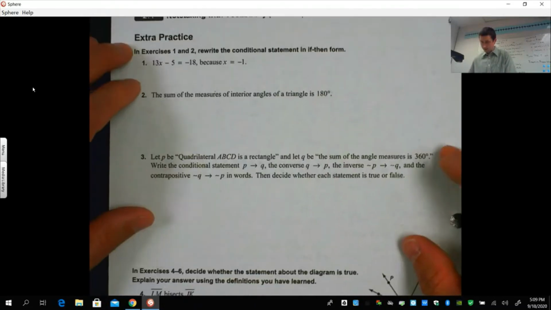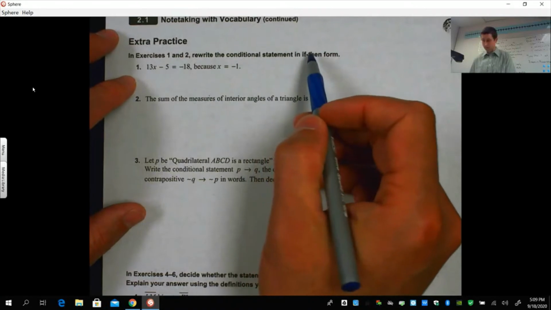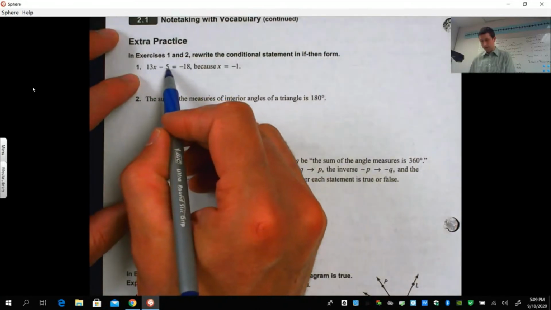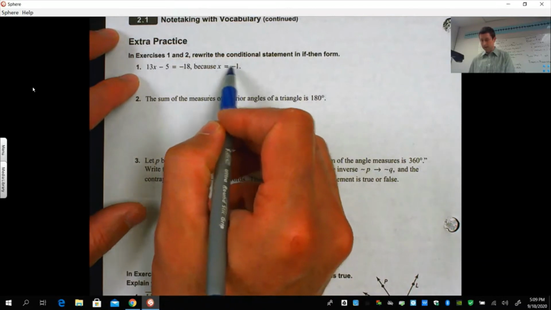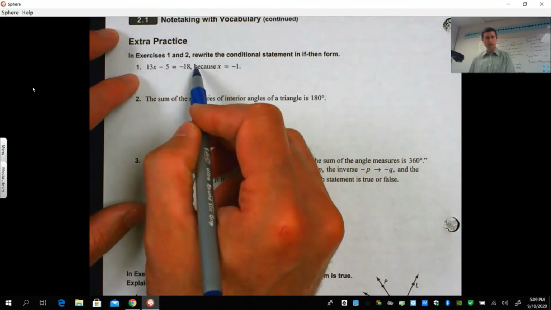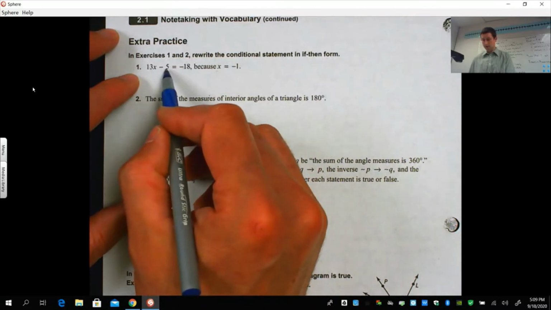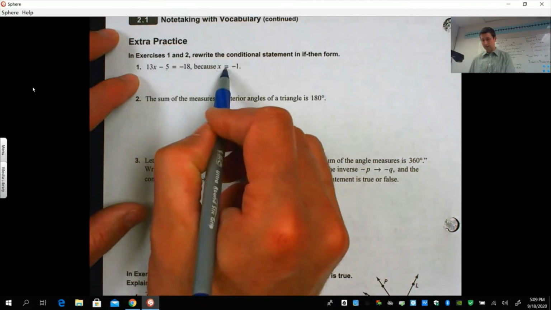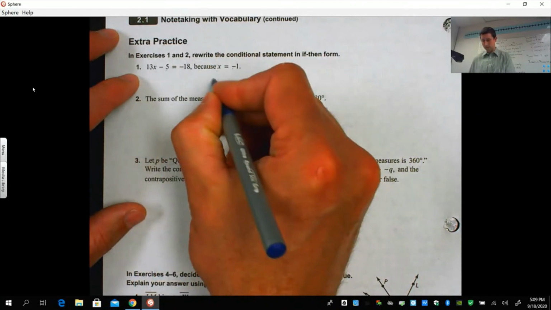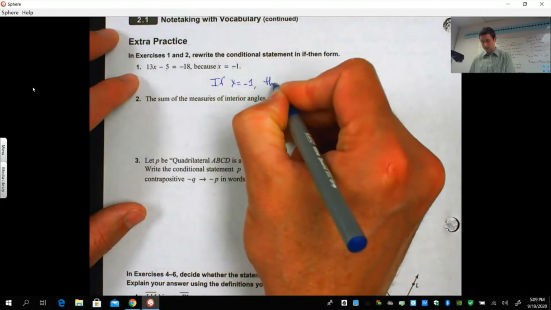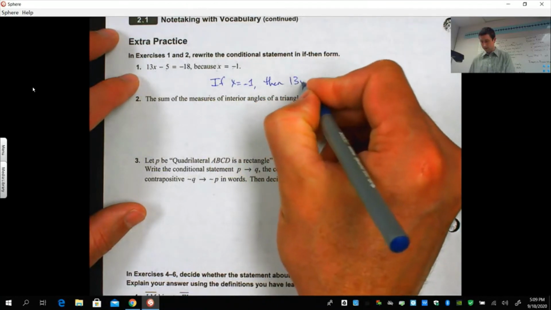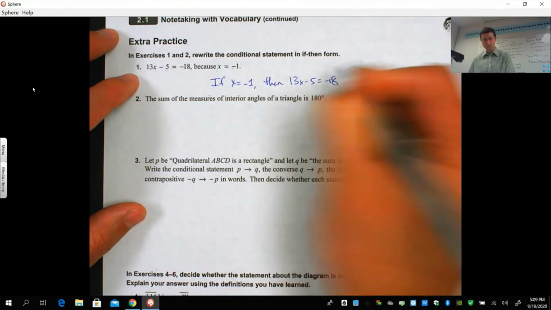Okay. So number one, rewrite the conditional in if-then form. 13x minus 5 equals negative 18 because x equals negative 1. What is your hypothesis? What is your conclusion? Well, this is happening because of this, so this seems to happen first. So I'm going to say if x equals negative 1, then 13x minus 5 equals negative 18. I'm going to write it like that.